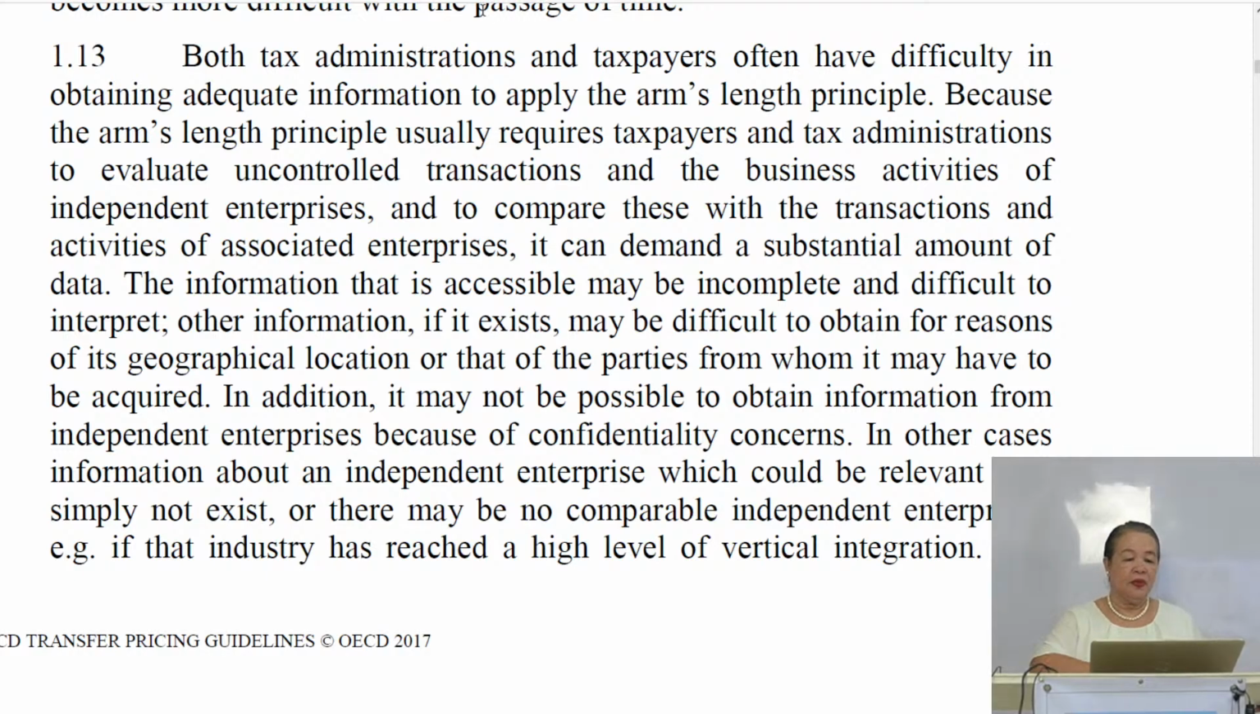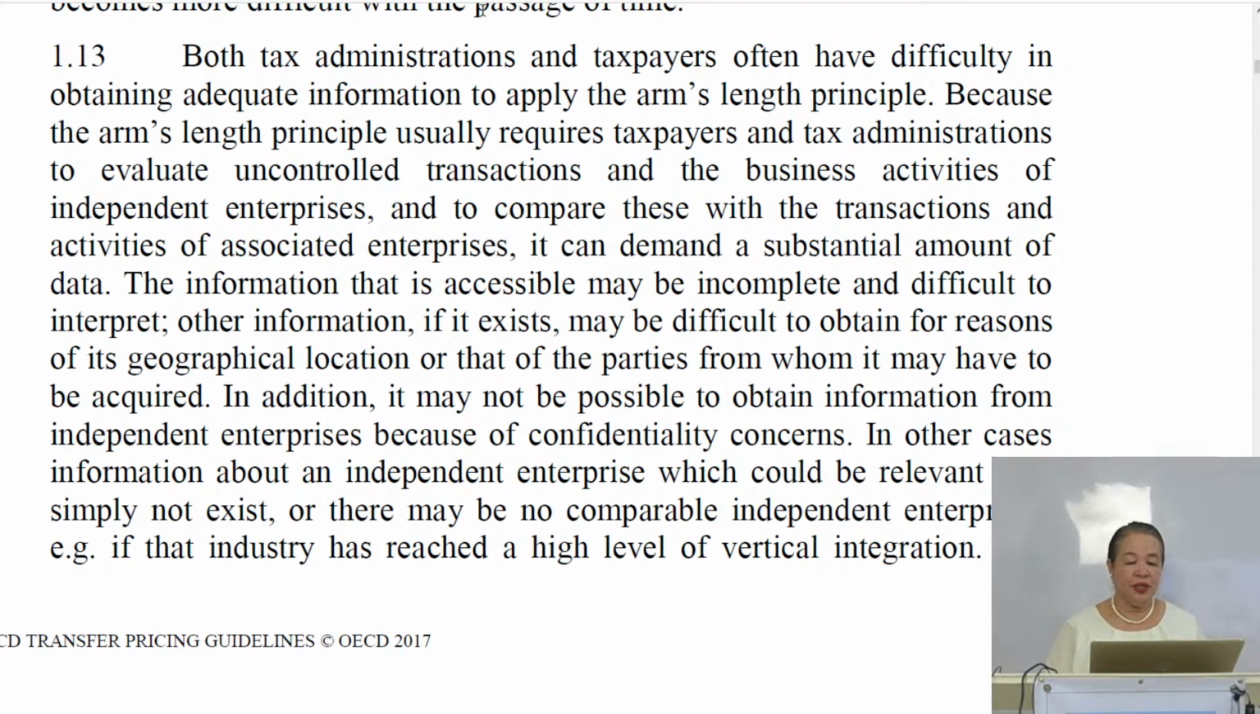No? So the information that is accessible may be incomplete and difficult to interpret. No? Kasi sometimes you have to interpret information. It is not per se the information itself. You have to analyze the data, the facts, interpret, no? And there are the data who are unquantifiable, no? Qualitative. So how are you going to apply that in your analysis?